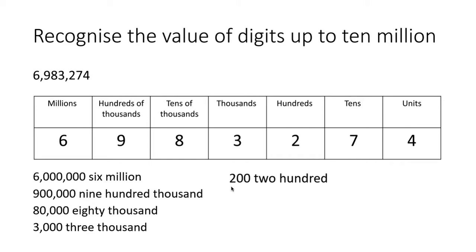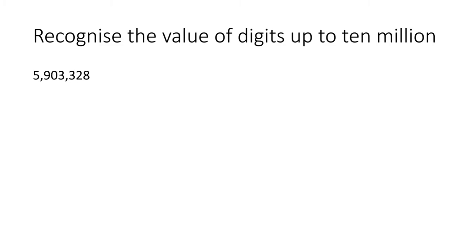The 2 represents 200s. The 7 represents 7 tens or 70. And the 4 units represents the number 4. Okay, so each of these digits represents an entire number. And if you put all of them back together, they make the number 6,983,274. Let's explore that in a little bit more detail again.